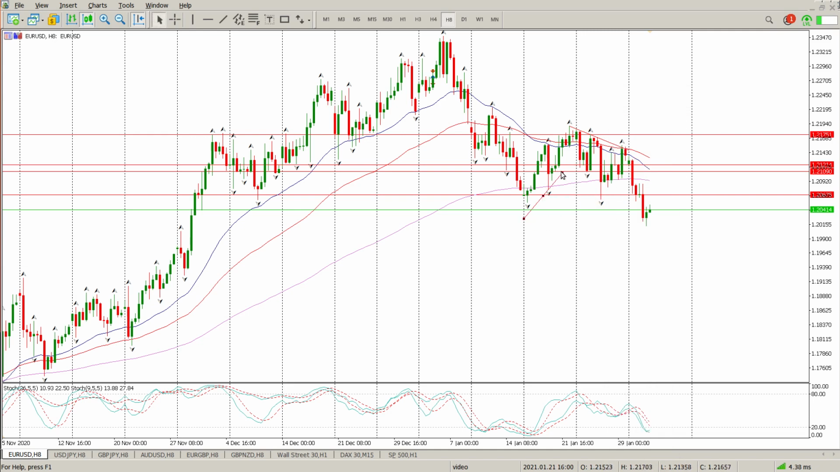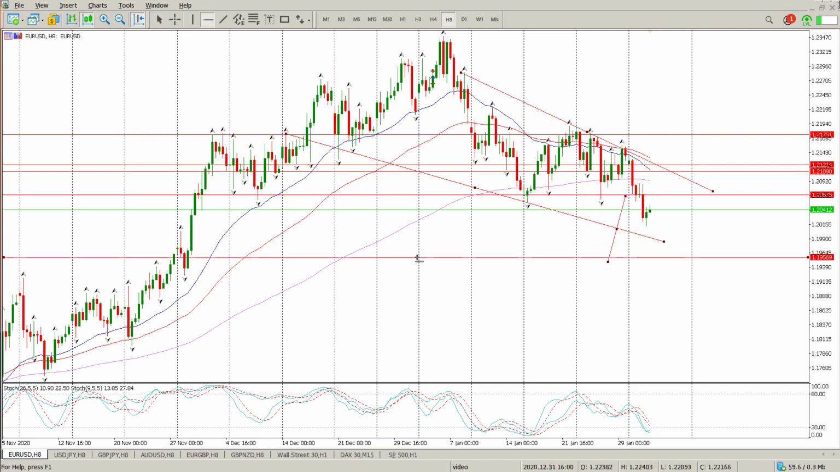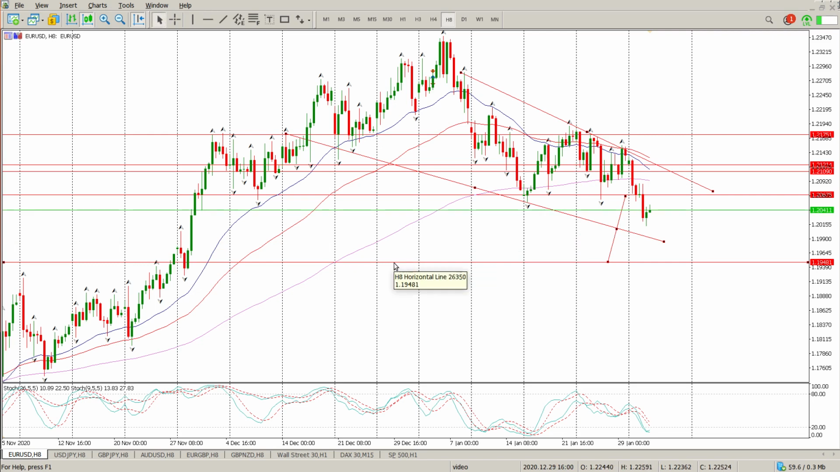I just want to use this level. Just want to line it up like that. And line this up. Okay, so you can see, yes, we do have a breakdown. And remember, we are looking at this head and shoulders here. So technically, we're looking for a deeper retracement down into this area here of 119.481.